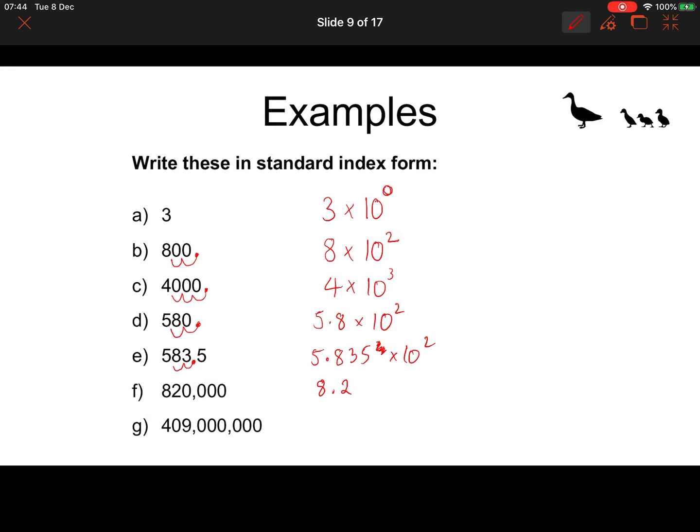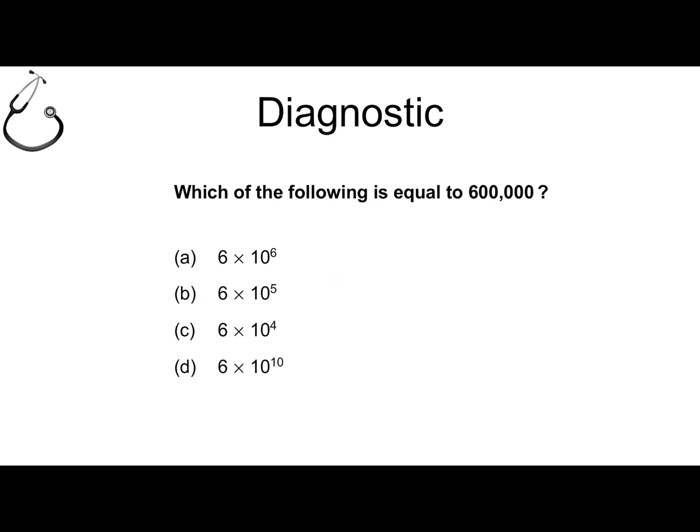Okay. F, we're going to do 8.2 is my number between 1 and 10. Times 10 to the power of, here's my decimal point, move it, 1, 2, 3, 4, 5. 10 to the power of 5. Okay, last one will be 4.09 for my number between 1 and 10. And here's my decimal point, 1, 2, 3, 4, 5, 6, 7, 8. Okay, that's all you have to do.